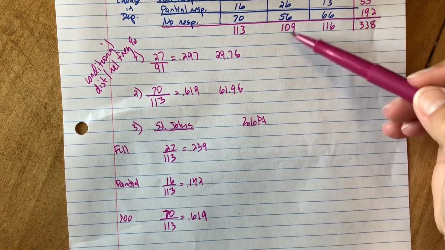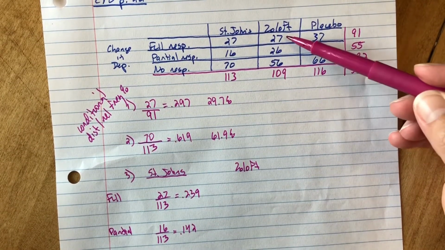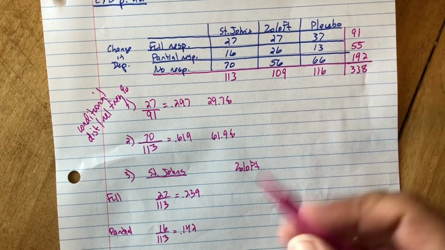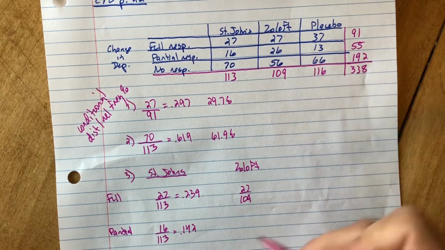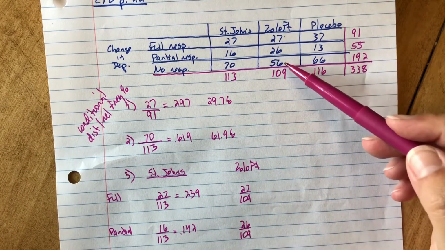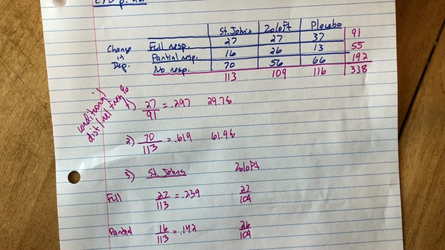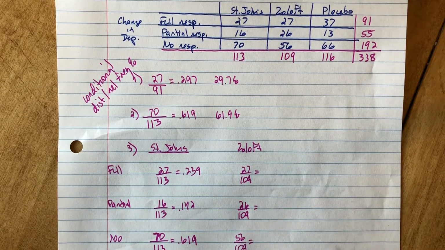Now for Zoloft, I'm going to do my totals out of the total people that took Zoloft. So full response is going to be 27 out of 109. Partial is 26 out of 109. And no response is 56 out of 109. Okay, throw those in the calculator. Let's get some decimals.